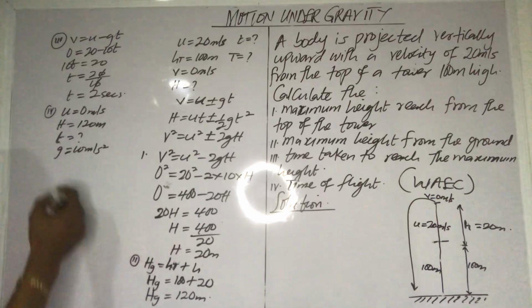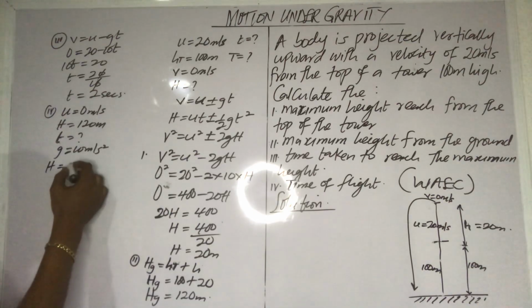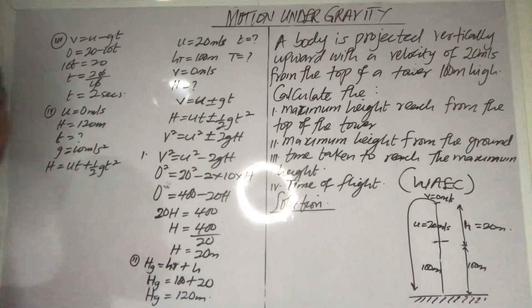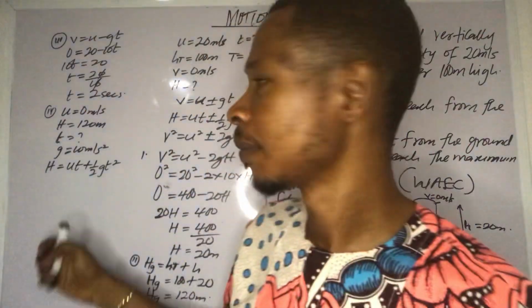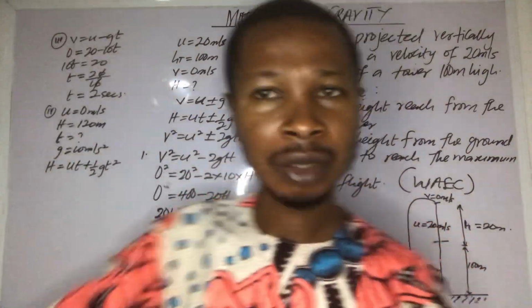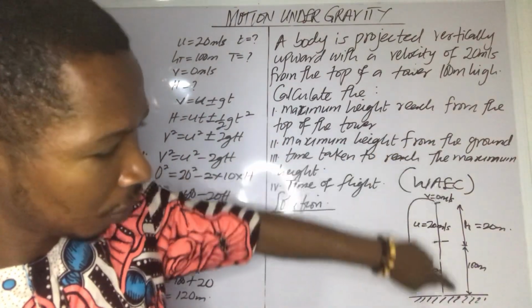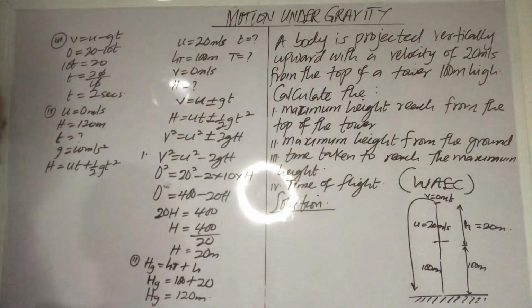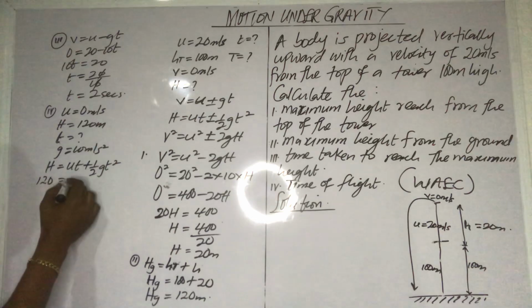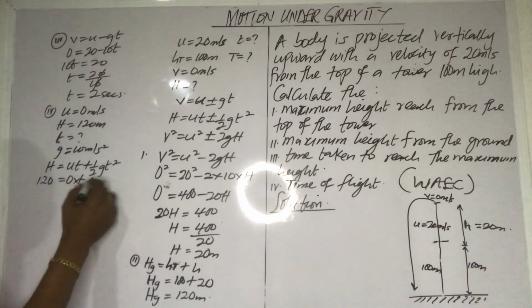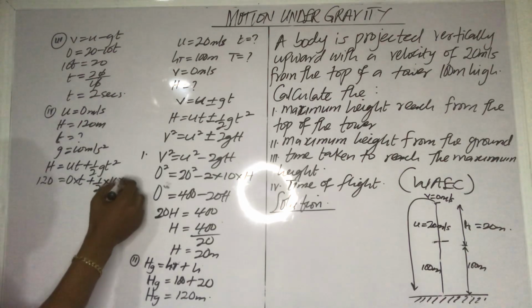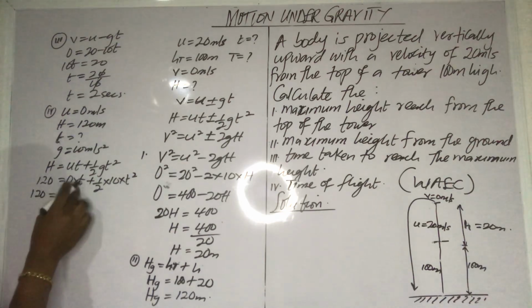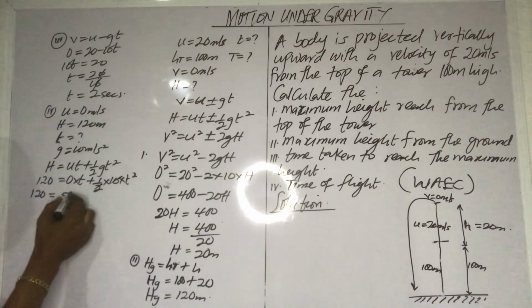Using equation 2, which is h equal to ut plus half gt squared. It is positive in this case because the body is falling down from the height to the ground level. So if I substitute my values, I have 120 equal to 0 times t plus half times 10 times t squared. This will give me 0, so I have 5t squared.